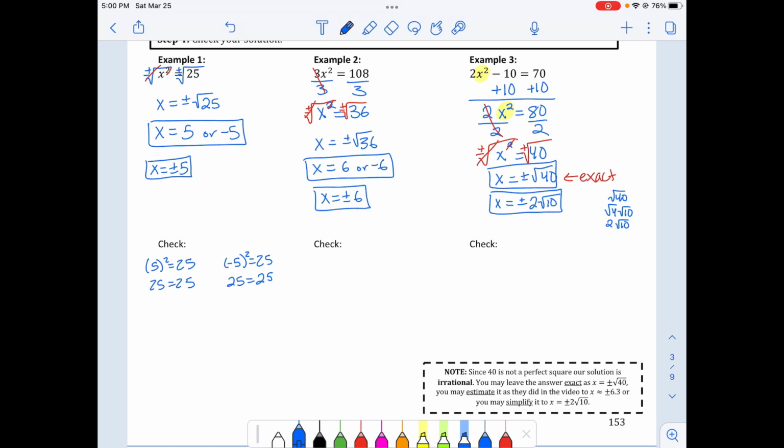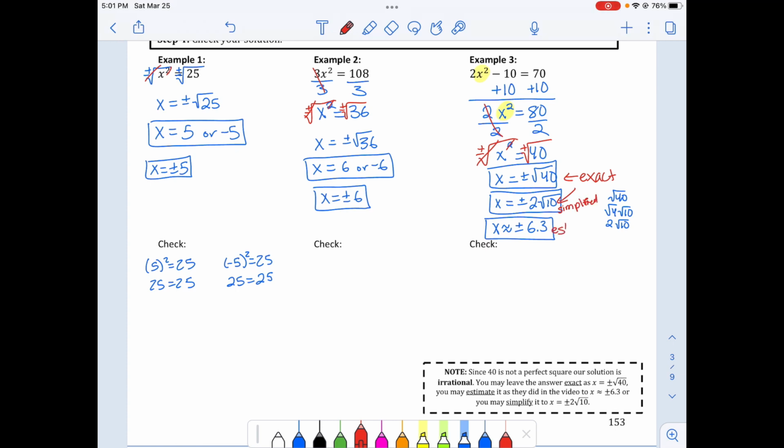Or in the directions, it might say to estimate. And so if it said to estimate, we would need to figure out the square root of 40 is between the square root of 36 and the square root of 49. We'd estimate how far along it is. And so we'd say x is approximately positive and negative 6.3. And so it really just depends what it's asking for. So these are both exact. This one is also simplified.